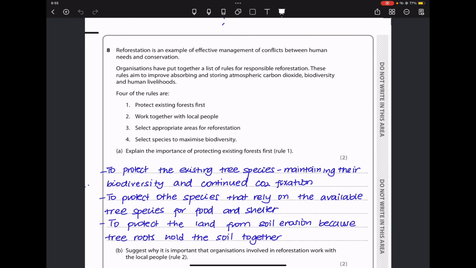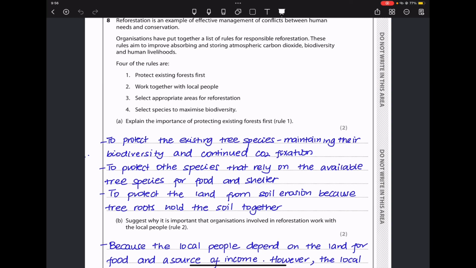Question 8. Reforestation is an example of effective management of conflict between human needs and conservation. Organizations have put together a list of rules for responsible reforestation. These rules aim to improve absorbing and storing atmospheric carbon dioxide, biodiversity, and human livelihood. 4 of the rules are: number 1, protecting existing forests first, work together with local people, select appropriate areas for reforestation, and select species to maximize biodiversity.